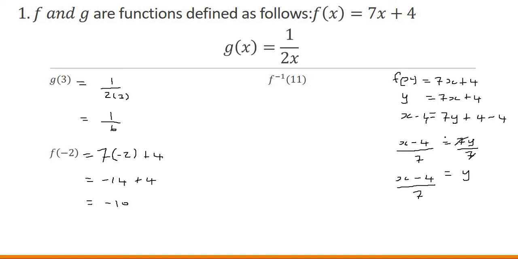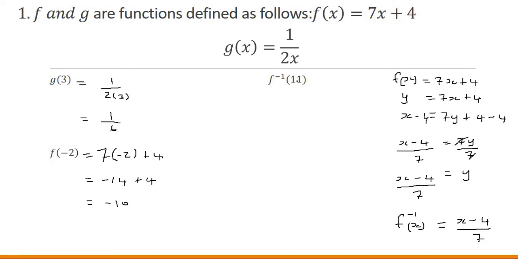But we must remember we're trying to find the inverse of f of x. So we must replace y with f inverse of x is equal to x minus 4 over 7. So we now know that f inverse of x is equal to x minus 4 over 7. Now we can go ahead and find f inverse of 11.